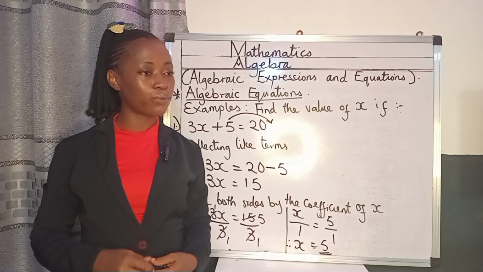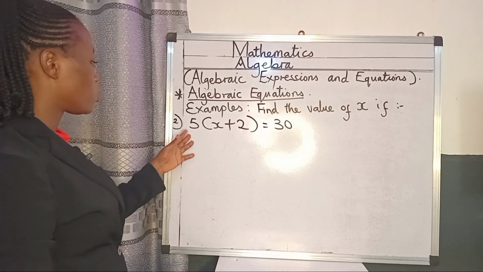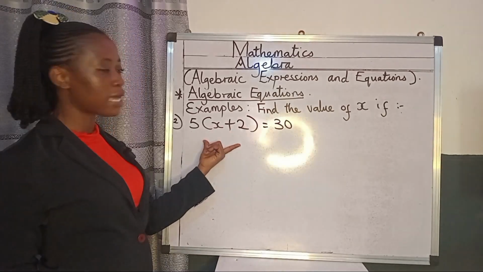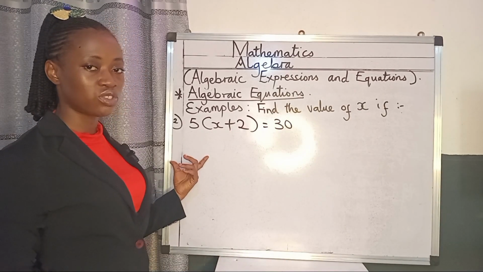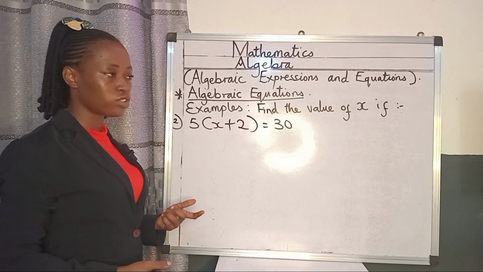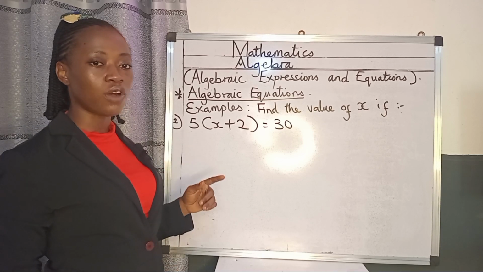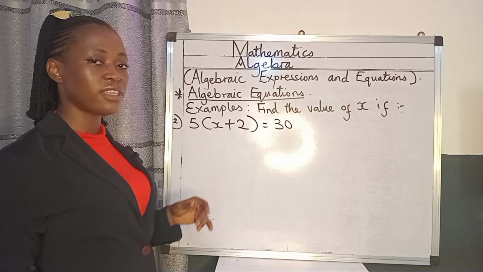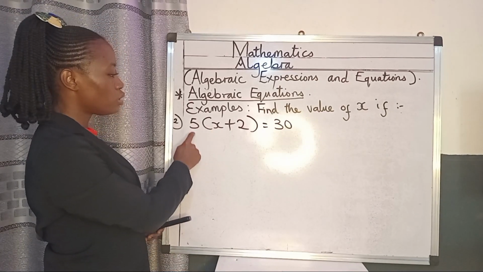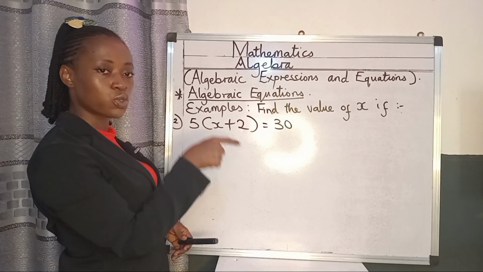Alright, class, let's look at example 2, alright? So we have 5 open brackets x plus 2 equal to 30. Now, when you look at this, you have a bracket in this equation, right? So the first thing to do is to open up this bracket. Now, to open brackets in an equation, you need to use whatever value you have outside the bracket to multiply each of the items you have inside the bracket. So what I mean is this: I'm using this 5 to multiply x. I will also use 5 to multiply 2.